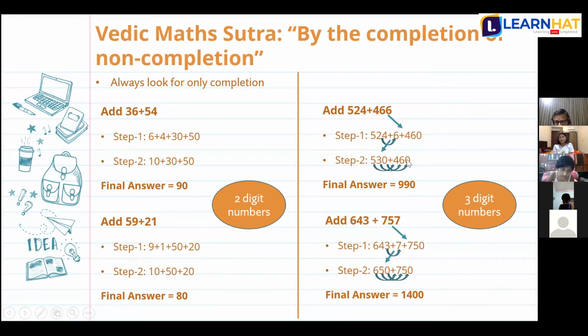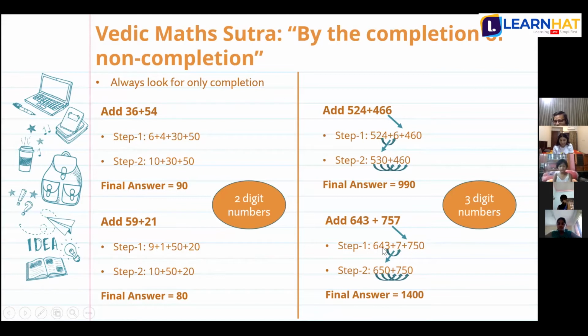Okay, 0 plus 0, 0. 6 plus 3 or 3 plus 6 is 9. 5 plus 4 is 9. So the answer is 990. Like that, we could try one more sum, 643 plus 757. We put 643 as it is, and try to remove 7 from here. 757 can be written as 7 plus 750.